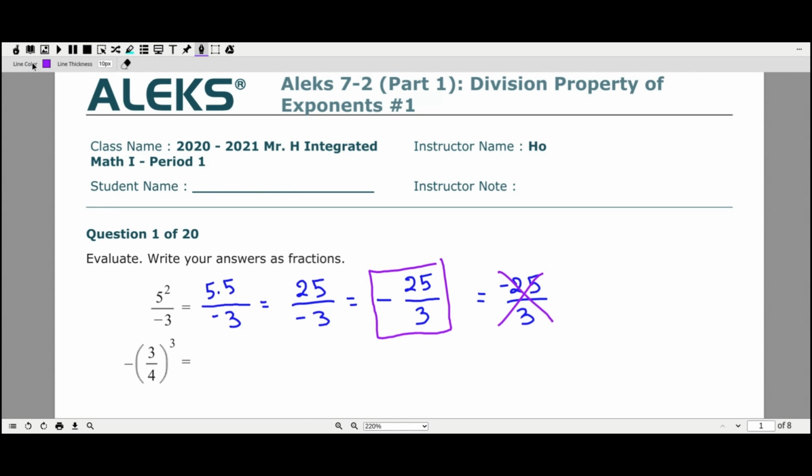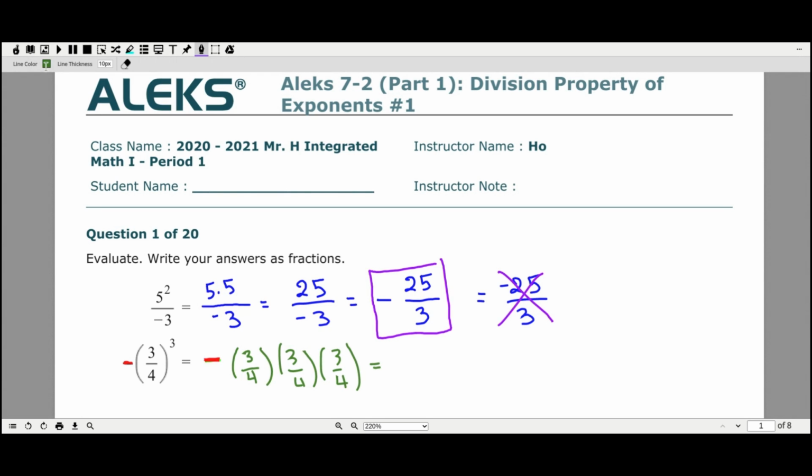All right, now we're going to look at the second part. So we have -3 over 4 to the third power. How do we solve for this? The negative sign is outside of the parenthesis, so that is not repeated. One more time, the negative sign is not repeated because it's outside of the parenthesis. We just keep it there. The 3/4 is the one repeated 3 times. So we will have the following: 3 over 4 times 3 over 4 times 3 over 4, 3 times.